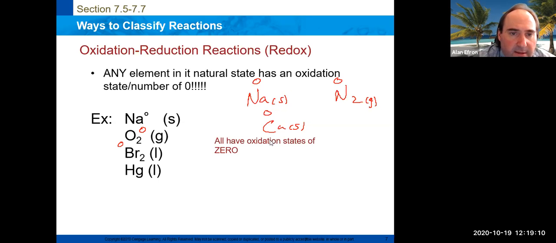Any questions on redox, oxidation reduction so far?